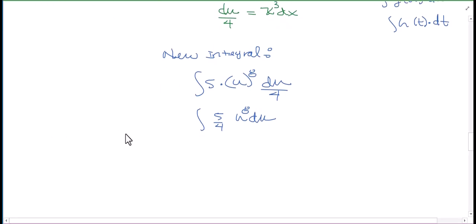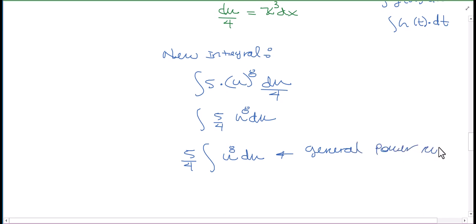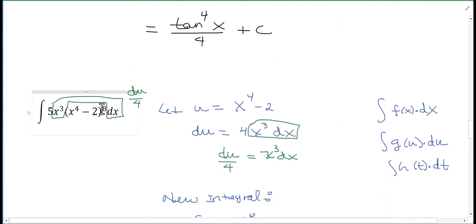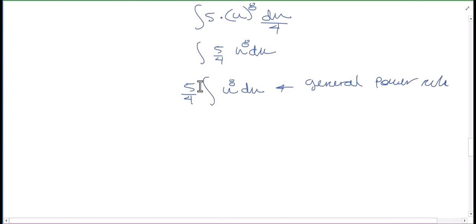And properties of integration tell us I can take that constant out, so I can do 5/4 times u to the 8th du. And now that looks like a general power rule problem rather than some extensive multiplication problem. So that is the nice thing about U-substitution. So this becomes 5/4 times, now do the antiderivative of this, will be u to the 9th over 9 plus c. Are we finished? No.